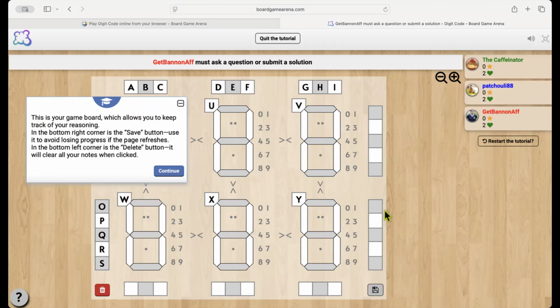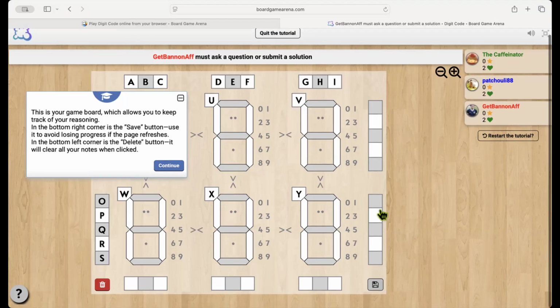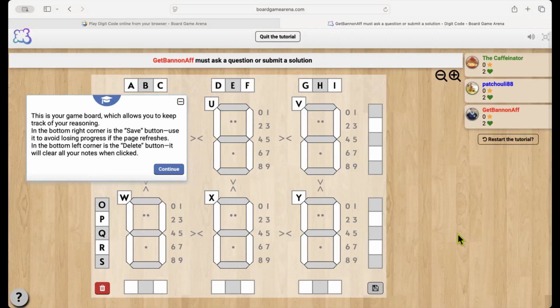This is your game board, which allows you to keep track of your reasoning. In the bottom right corner, there's a save button. Use it to avoid losing progress if the page refreshes. In the bottom left corner is the delete button. It will clear all of your notes when clicked.